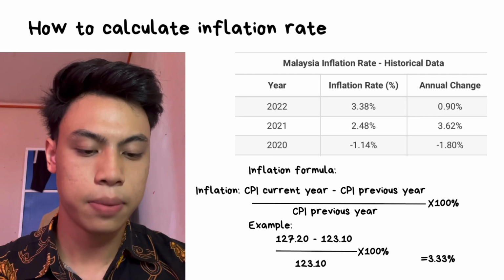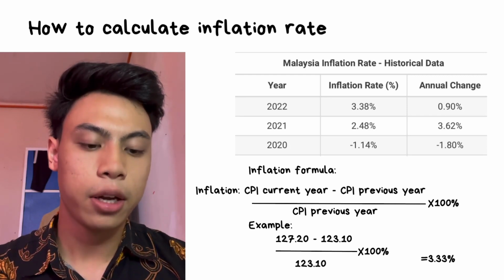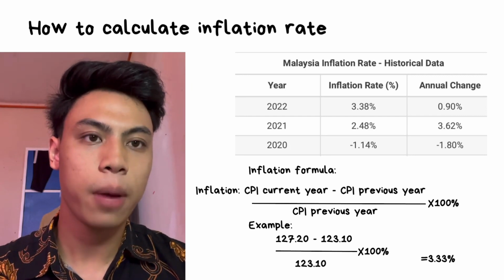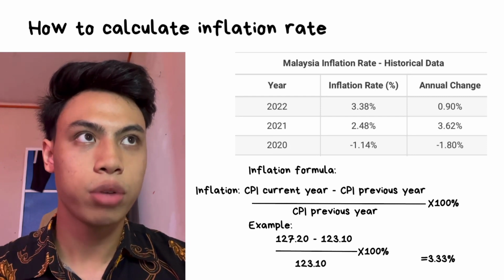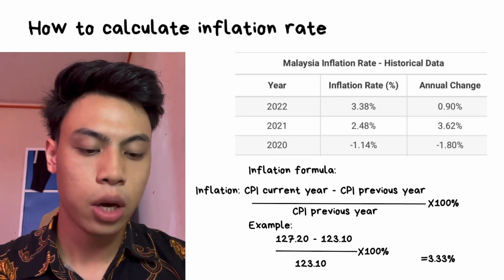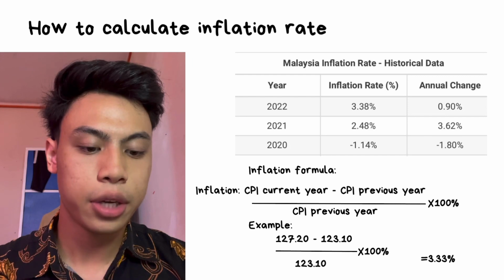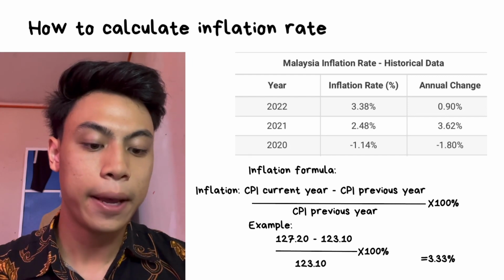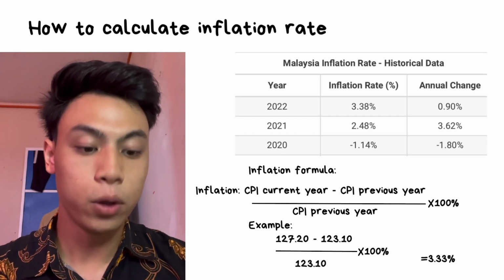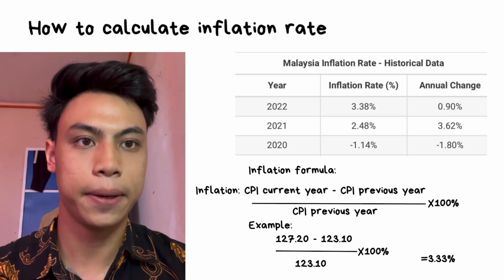The formula is like this: CPI current year minus the CPI previous year, divided by the CPI previous year, multiplied by 100%. For example, I'm going to use the CPI of 2021 and 2022. So it will become like this: 127.20 minus 123.10, divided by 123.10, multiplied by 100%, and we will get 3.33%.